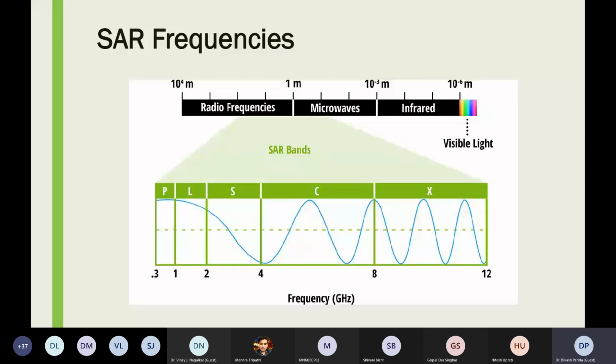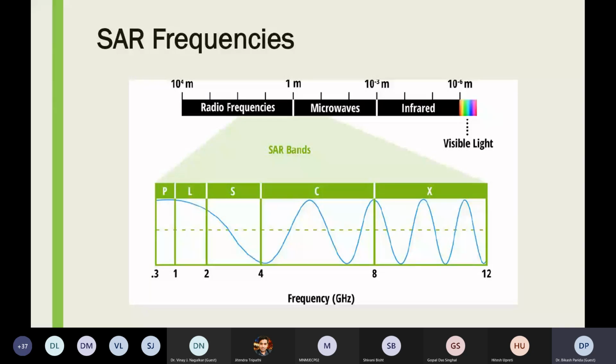You can see this figure actually. Most of the optical is using visible light, and in the case of microwave, these are the specific bands being utilized for capturing the data. Like you have the P band, L band, S band, C band, and X band. Okay, K band, Q band. There are several bands, but the bands often used for hydrological studies are basically the X band and the C band.